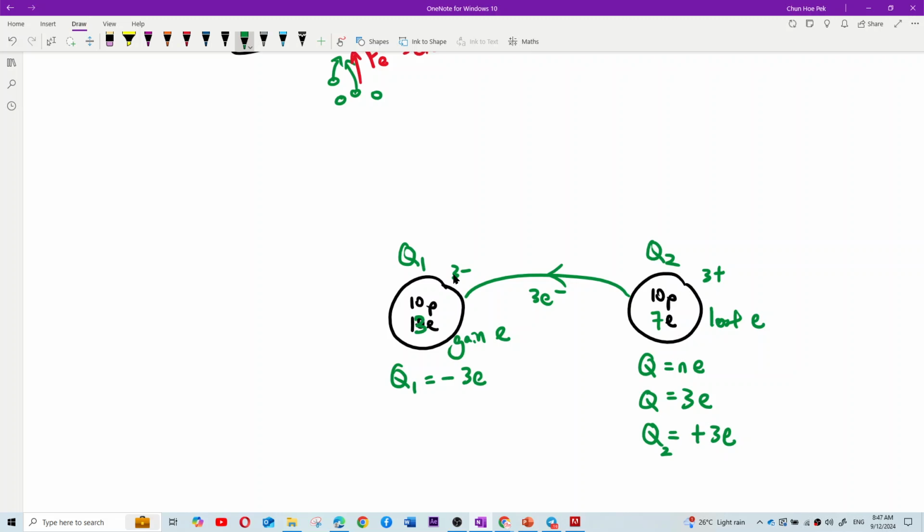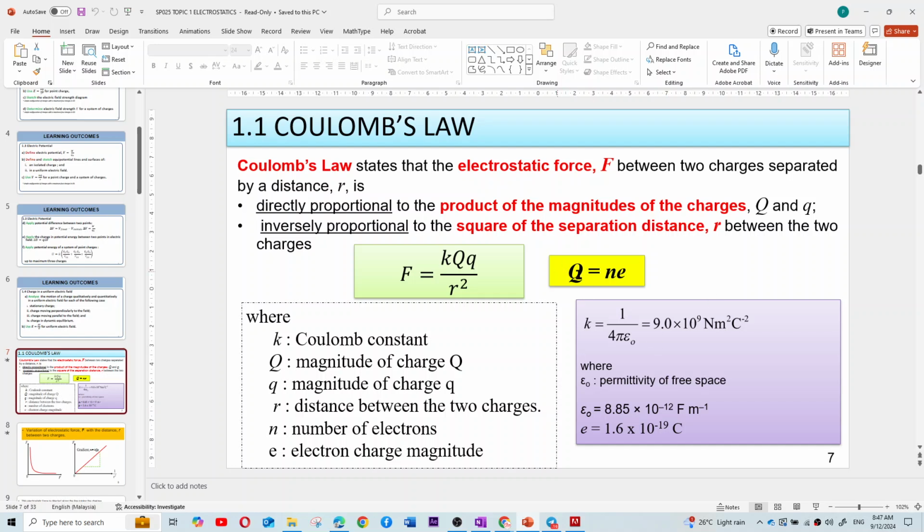Understand? And then the charge of 1 electron is 1.6 exponent negative 19 Coulomb. Okay, so this is positive 3E because it lost 3 electrons. This one gained 3 electrons. So this one is negative 3E. Understand, class? That's why we have this formula.